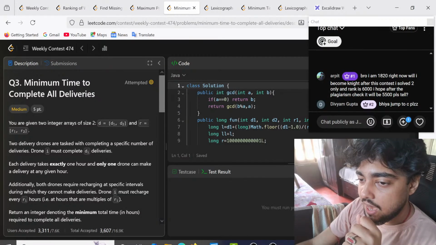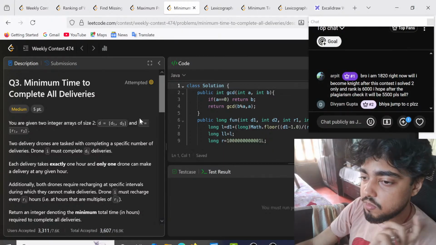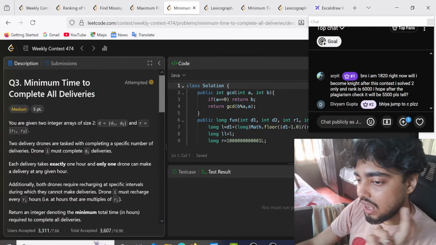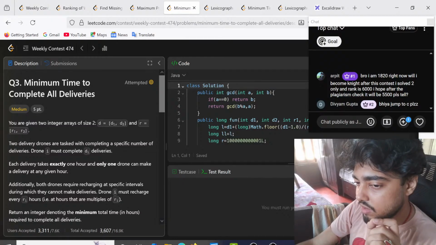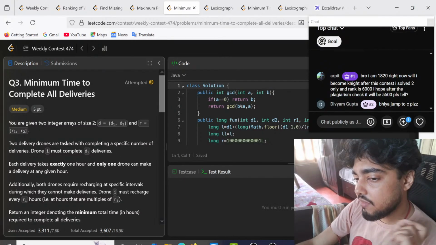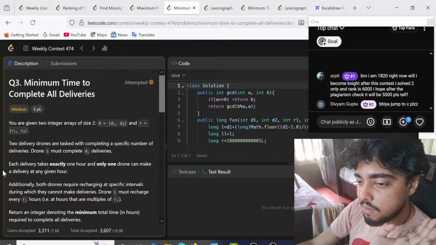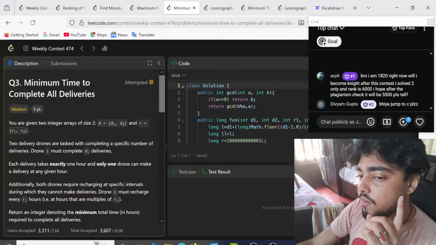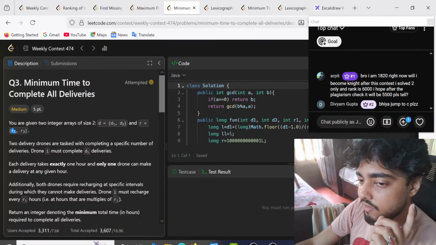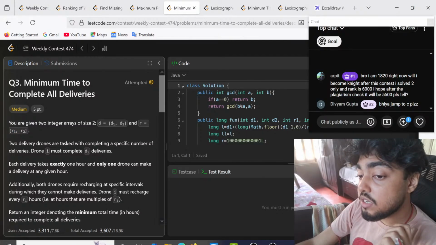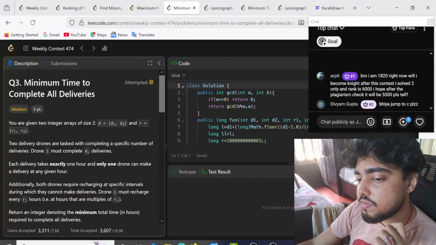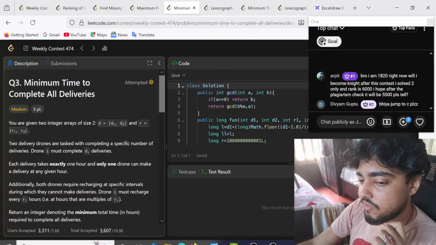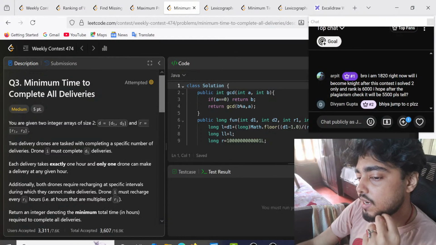You're given two integer arrays of size 2, D1, D2, and R, which is R1, R2. Two delivery drones are tasked with completing a specific number of deliveries. Drone 1 must complete D1 deliveries, and drone 2 must complete D2 deliveries. They can't deliver on R1 and R2's multiples. Drone 1 can't deliver on R1 multiples because it will be recharging itself. That is, both drones require recharging at specific intervals during which they cannot make deliveries. Drone i must recharge every Ri hours, that is, at hours that are multiples of Ri.